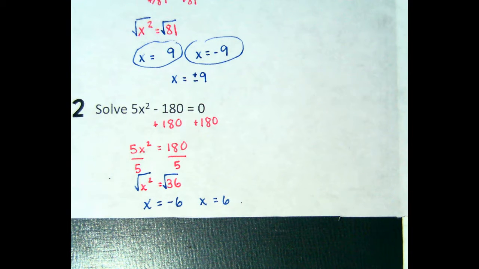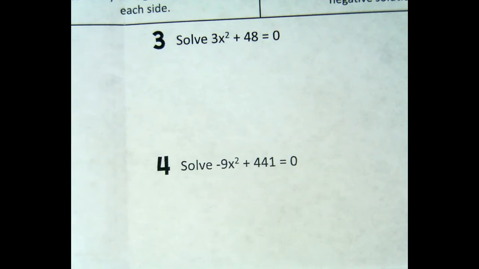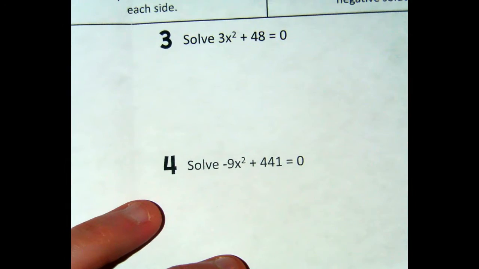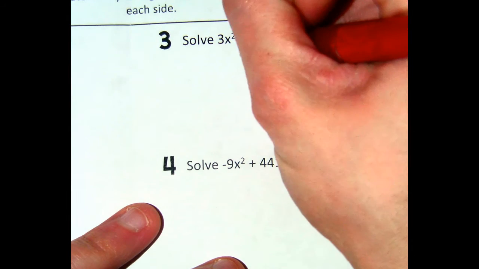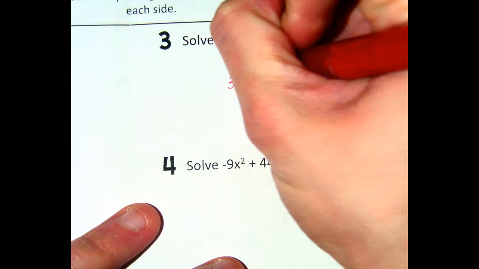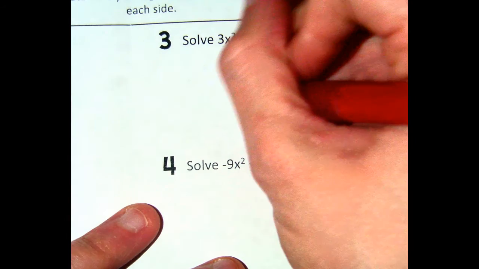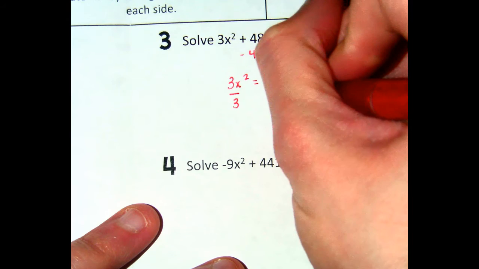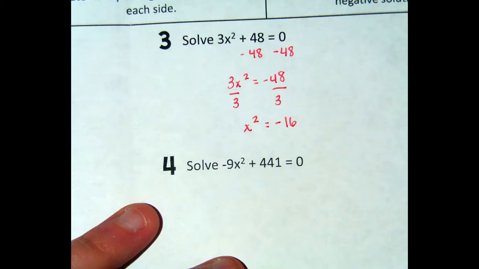I want you guys to try 3 and 4 on your own. Right, number 3. What'd you guys do first? You subtracted 48. And you got 3x squared equals negative 48. Then what'd you do? Divide by 3. And what did you get? Negative 16. So then what'd you do?